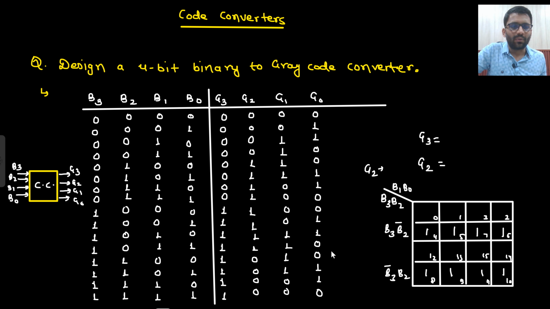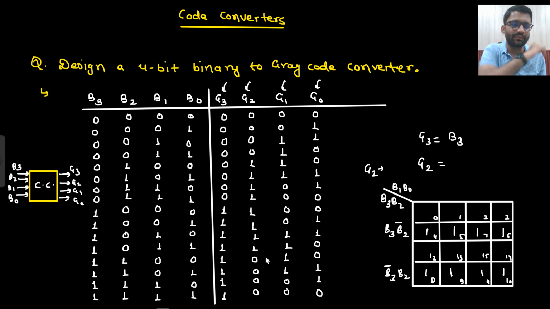Okay. Now for each line, for each of G3, G2, G1 and G0, we just need to denote G3, G2, G1 and G0 in terms of B3, B2, B1 and B0. So let's talk about G3. In G3 you can directly see that G3 is directly equal to B3. So I do not need to make any K-map. G3 is directly equal to B3, right?